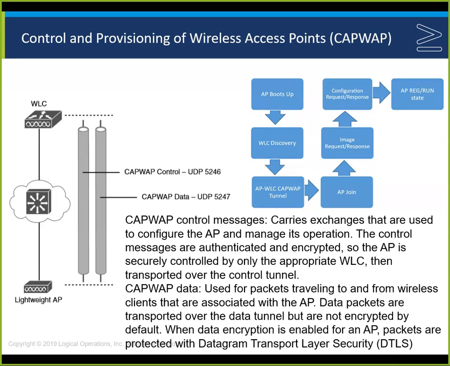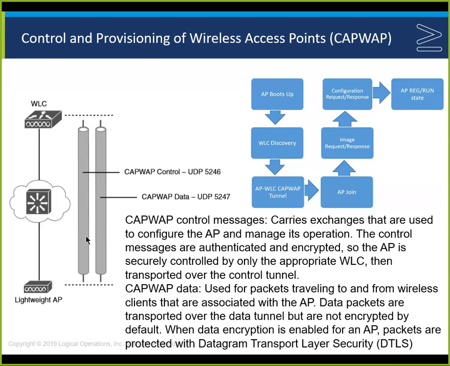The text over here says the CAPWAP control messages carry exchanges that are used to configure the access point and manage its operation. The control messages are authenticated and encrypted so that the access point is securely controlled by only the appropriate wireless LAN controller, then transported over the control tunnel. The data itself is used for the packets traveling to and from the wireless clients associated with the access point. The data packets are transported over the data tunnel but are not encrypted by default. If data encryption is enabled for the AP, the packets are protected by the datagram transport layer security, the DTLS. So we can configure encryption for the data, but it's not there by default. The control is going to be encrypted by default.